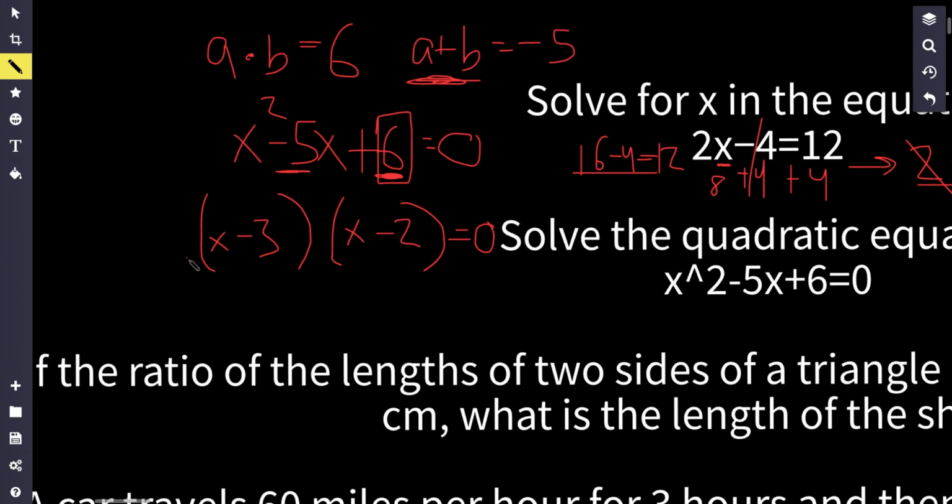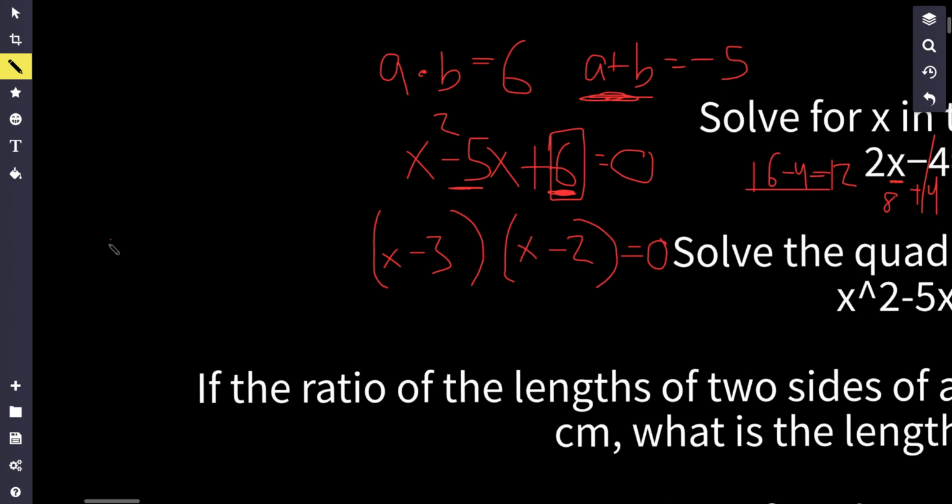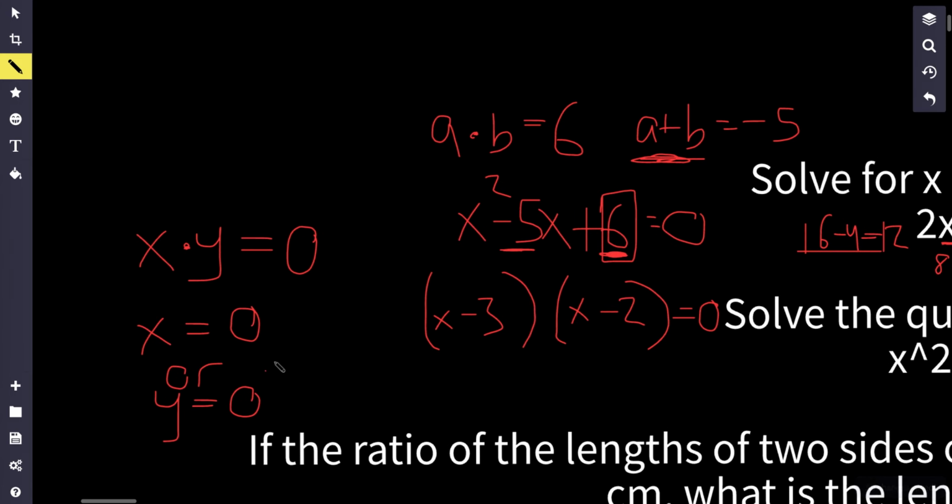And if we have some number, so let's say if we have two numbers, right? Let's say if we have x times y, and they're equal to 0. Either x is equal to 0, or y is equal to 0. All right, so that's something important to know. This is something known as the zero product property.